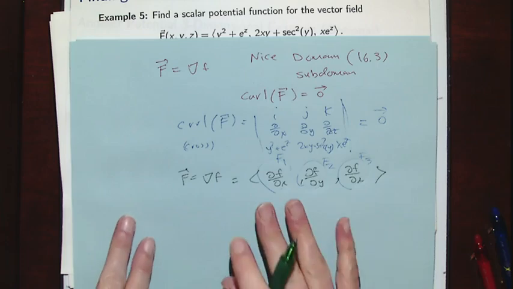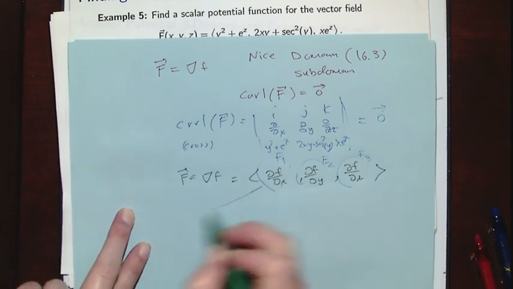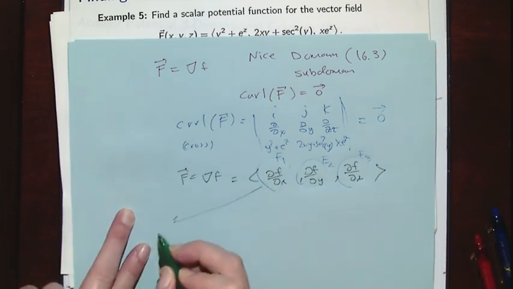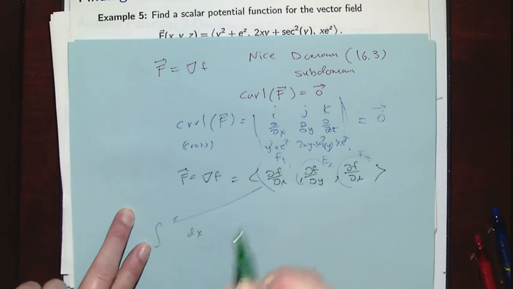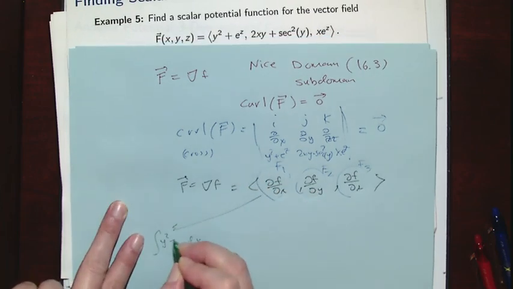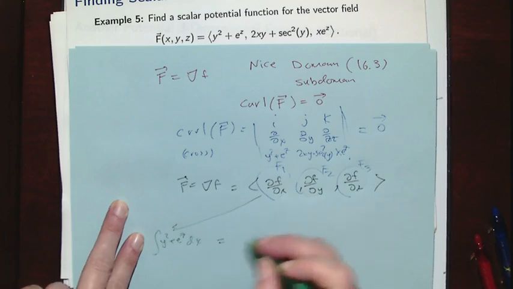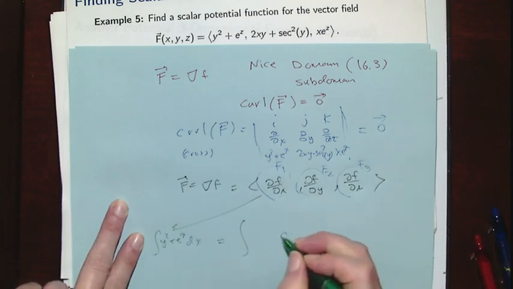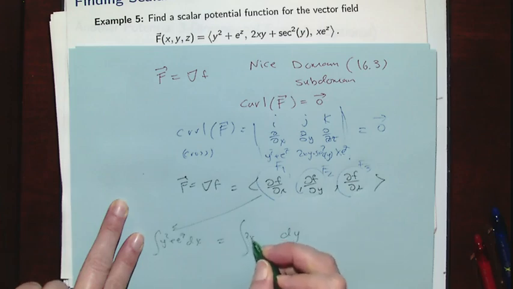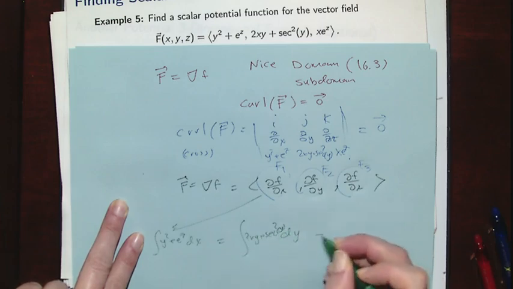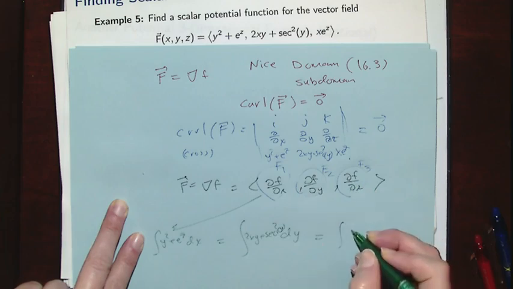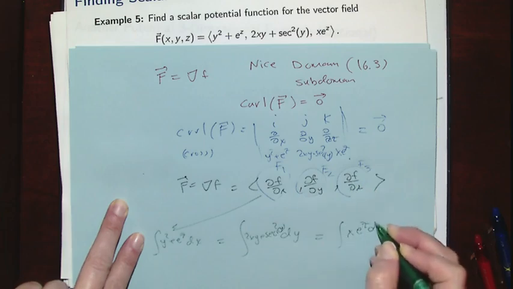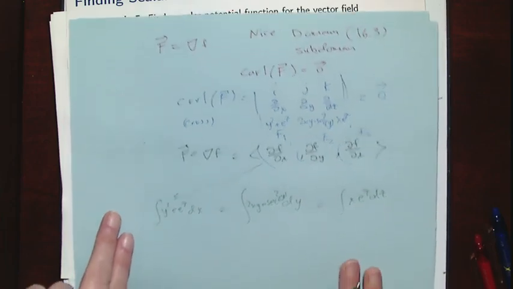So now, when I'm taking the antiderivative to recover f, I need an antiderivative with respect to x. That's y squared plus e to the z dx. Then over here, I need the antiderivative with respect to y to recover f, 2xy plus secant squared y. And then over here, I need the antiderivative with respect to z, and that's what I get.